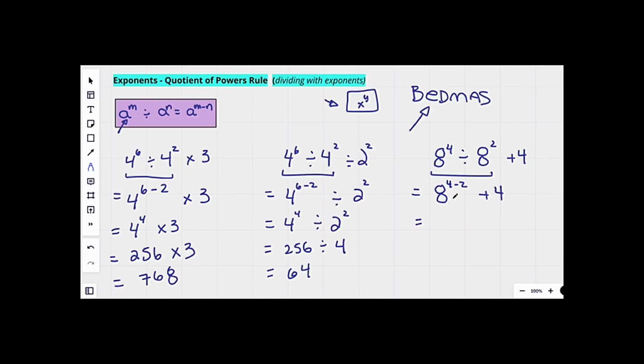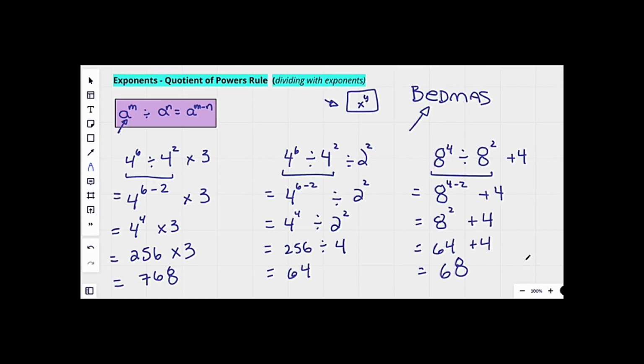Okay, so we've got 4 minus 2 equals 2, so this becomes 8 to the power of 2 plus 4. We still need to solve for exponents first, okay, because BEDMAS tells us exponents come first. And so let's continue. We're not done solving this, which is 8 to the power of 2, which is 64, plus 4. And all together, now we can add, and we get a 68.